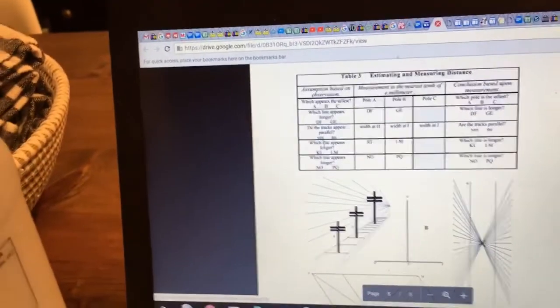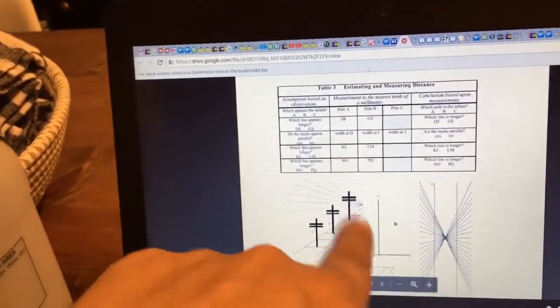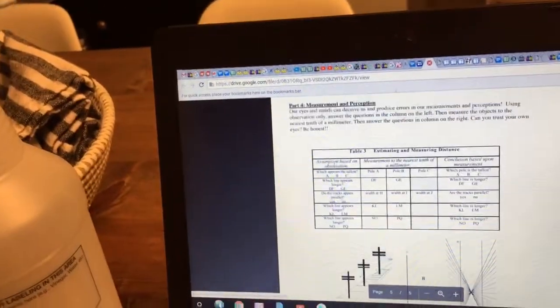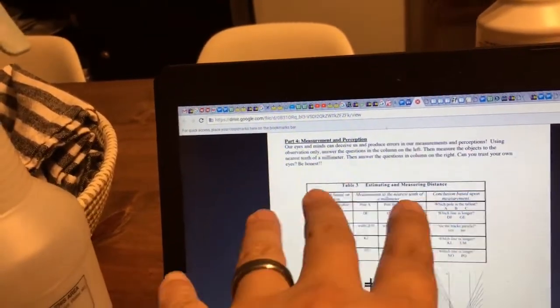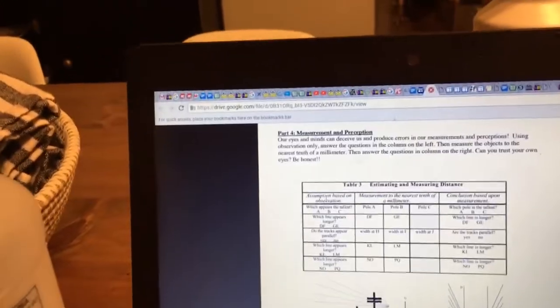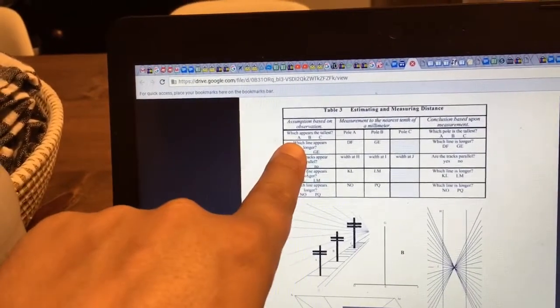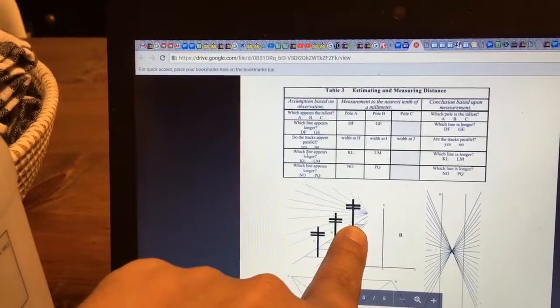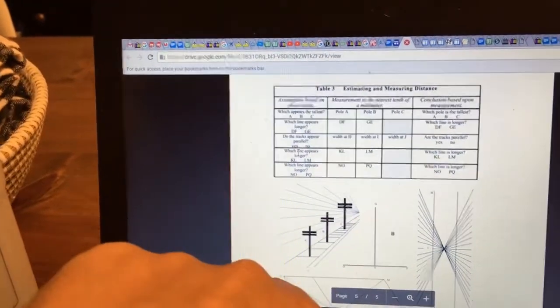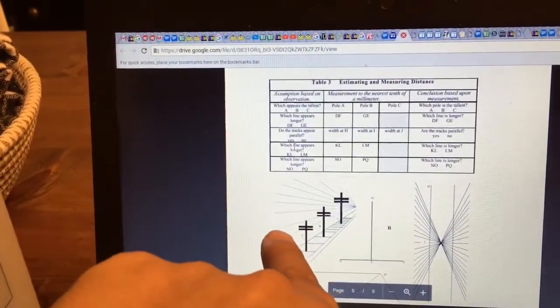What else? Perception. This is great. So we'll do the first one together, and then you can do the rest on your own. So the idea here is that sometimes we see things and we think they appear one way, but really our eyes are tricking us a little bit. So for the first, it says, which appears to be the tallest, A, B, or C? So here's A, B, and C. So you write down which one you think is the tallest, and then you're supposed to measure it.